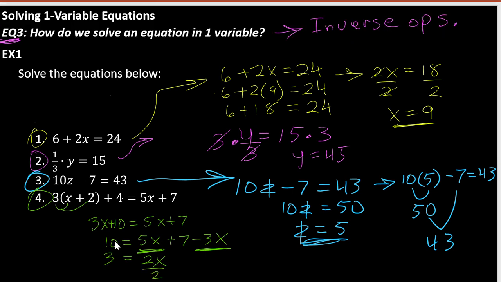Divide by 2 on both sides. And we get that x equals 3 over 2, which you can represent as a mixed number, 1 and 1/2, or you could also represent it as a decimal, 1.5, right?